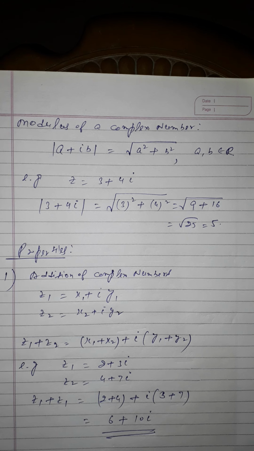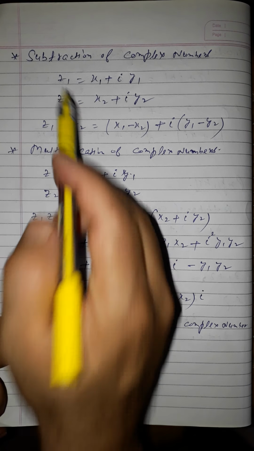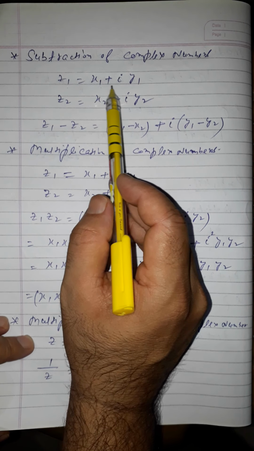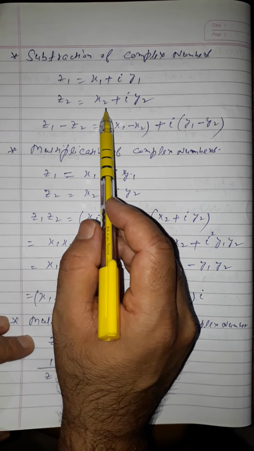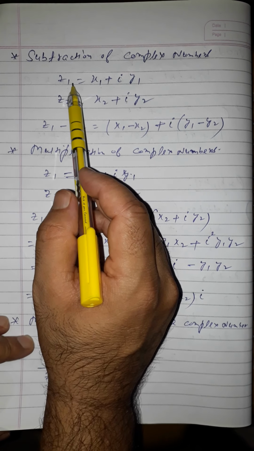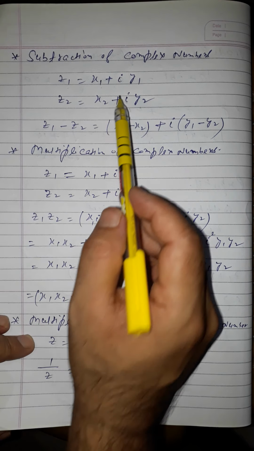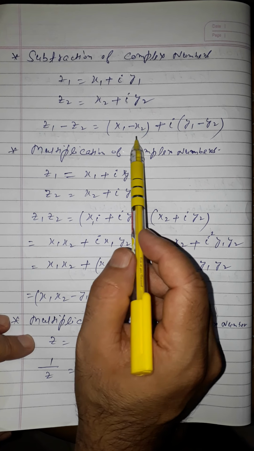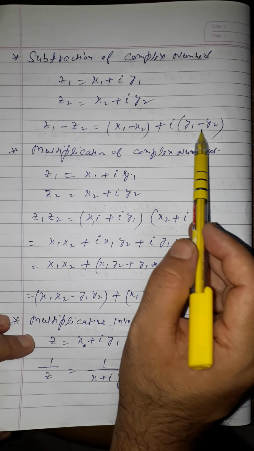In the same way we subtract complex numbers: from the real part we subtract the real part, and from the imaginary part we subtract the imaginary part. In the same way there is multiplication of complex numbers, students. Now let us see the subtraction: z1 is equal to x1 plus iota y1, z2 is equal to x2 plus iota y2. While we subtract them, z1 minus z2 is equal to x1 minus x2 plus iota into y1 minus y2.